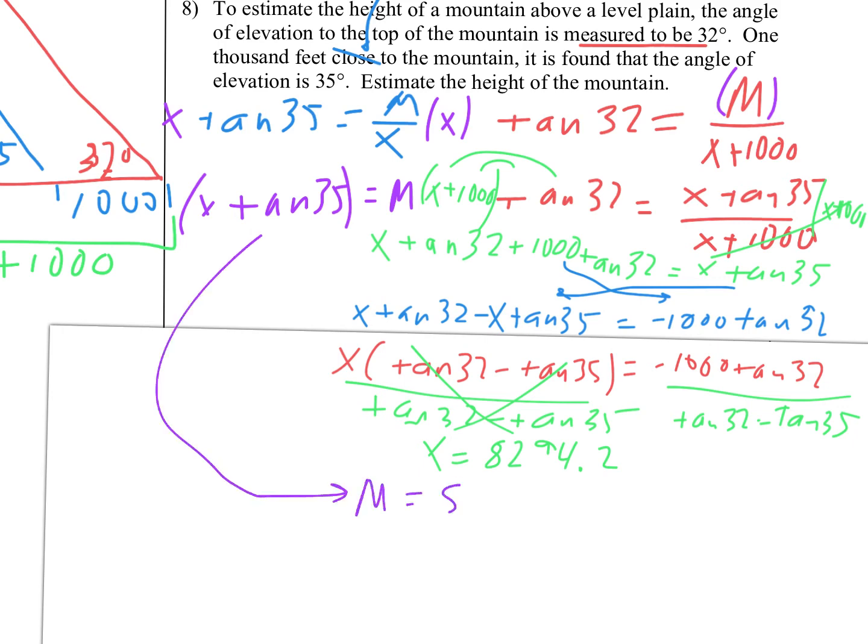So m equals 8294.2 times tan 35. That'll give me my final answer here, which will be 5807.7 feet. So pretty cool there.